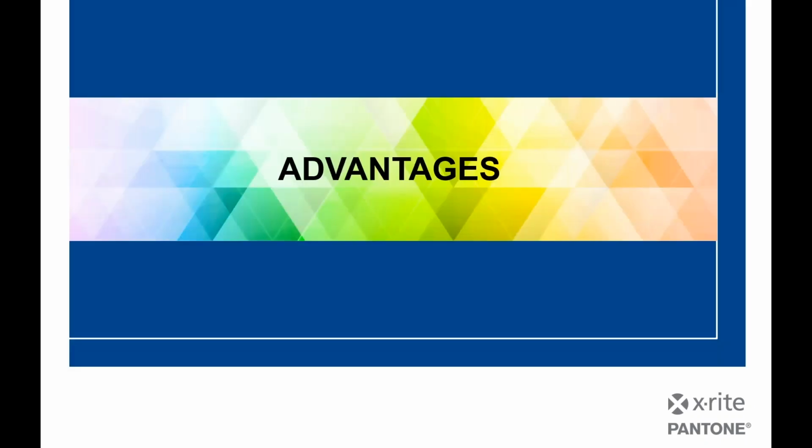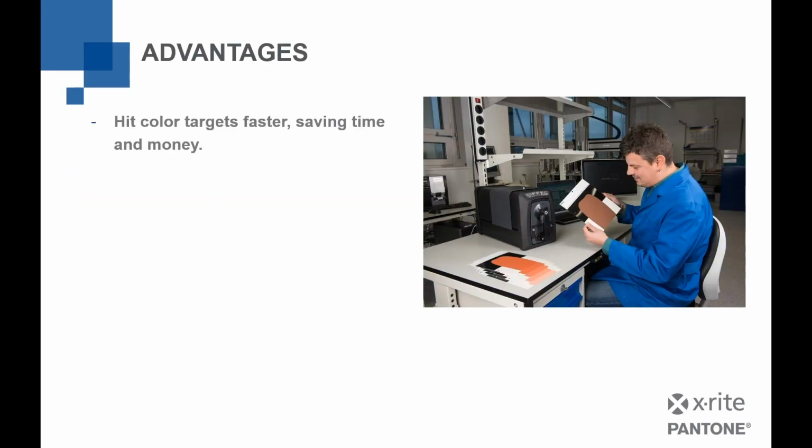Okay. All right, some of the advantages. One of the advantages for a computer color matching system is you're able to hit the targets faster. So you can actually save on time. So really what this is doing is, anytime you're spending money to get a color computer system, you want to have a good return on investment. So how long does it take me to do this?